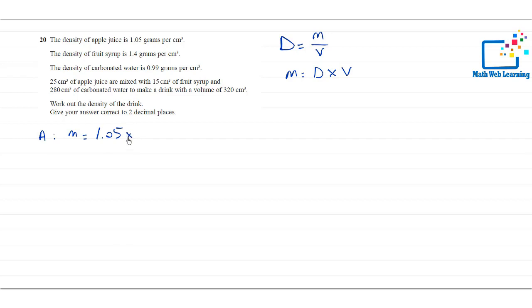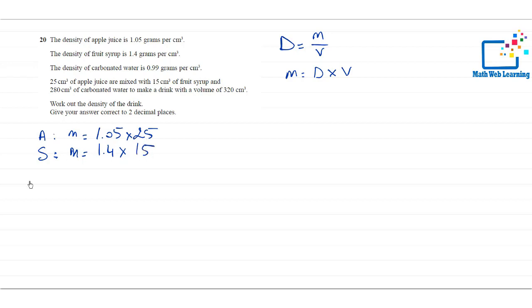1.05 times the volume that is used for the apple is 25. We'll do the calculation later. Now the next one is going to be syrup. I'm going to say S. The mass for that is going to be 1.4 times the density. Sorry, the volume for the syrup is 15.